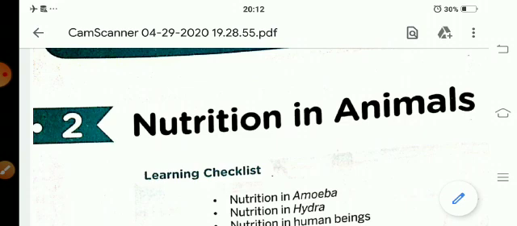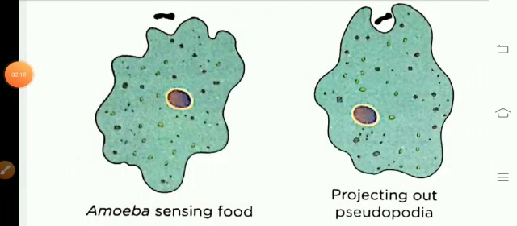Okay, the word pseudopodia is formed from two words, first pseudo and second podia. Pseudo means false and the word podia means feet. The false feet surround the food particles and engulf it with a drop of water. Here the food with a drop of water forms a food vacuole.